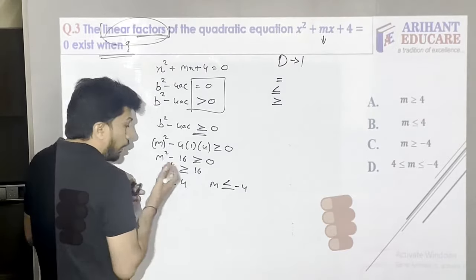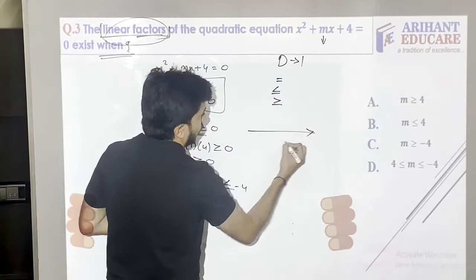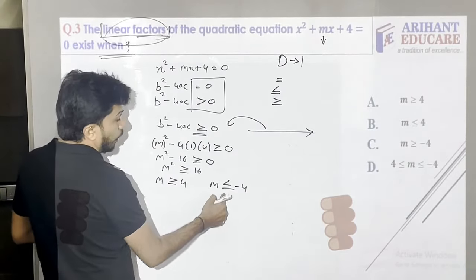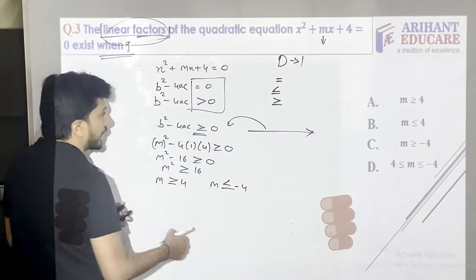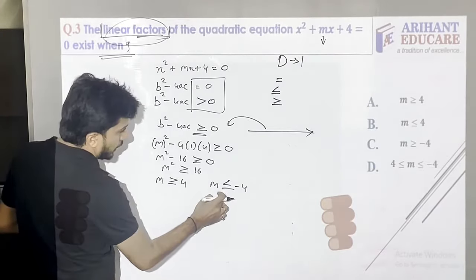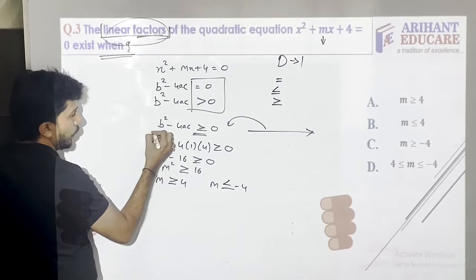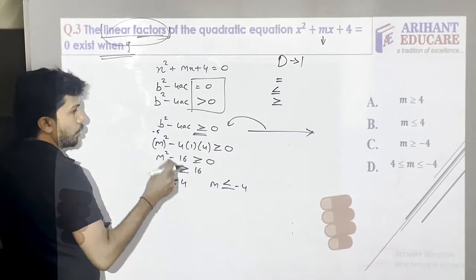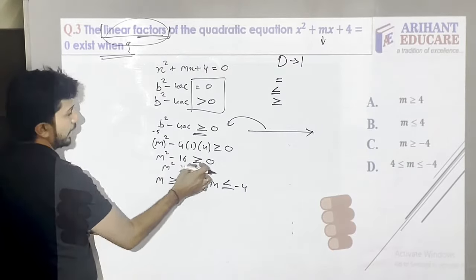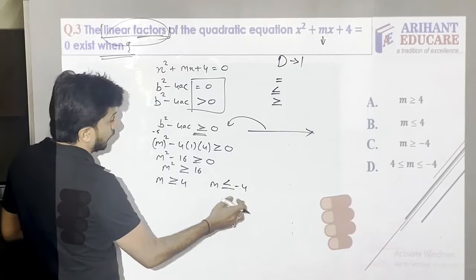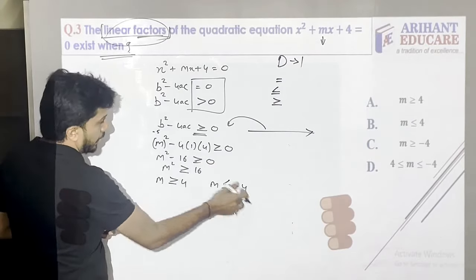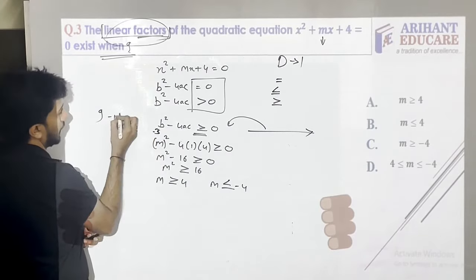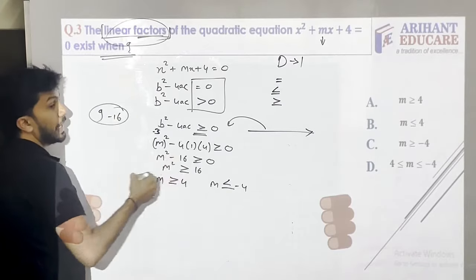Why? Because earlier m was only on the positive side of the x-axis. Now because of this we are going on the other side as well. So m is smaller than equal to minus 4. You can also test this theory out. See, m is smaller than equal to minus 4. So if I take minus 5 over here, 25 minus 16 is 9, which is greater than equal to 0. If I take another value on the other side, let's say minus 3, which is greater than minus 4, minus 3 square is 9 and then we get minus 16, which in turn gives a negative value.